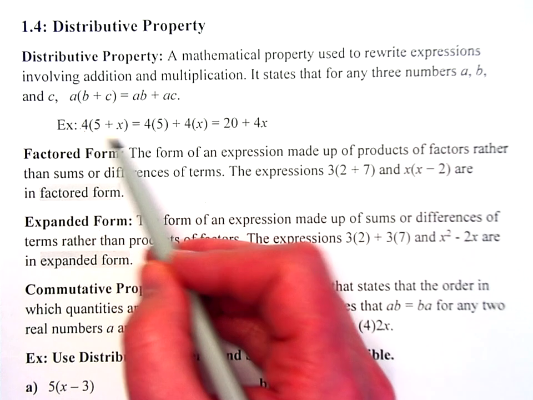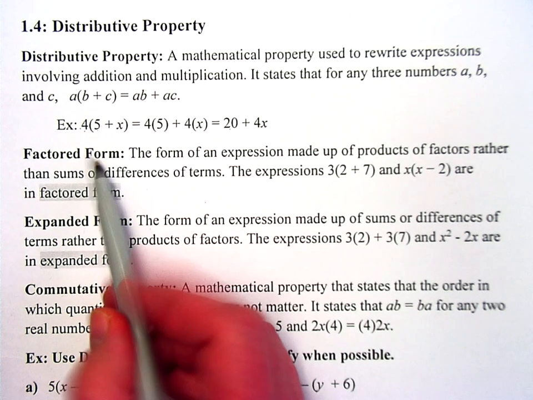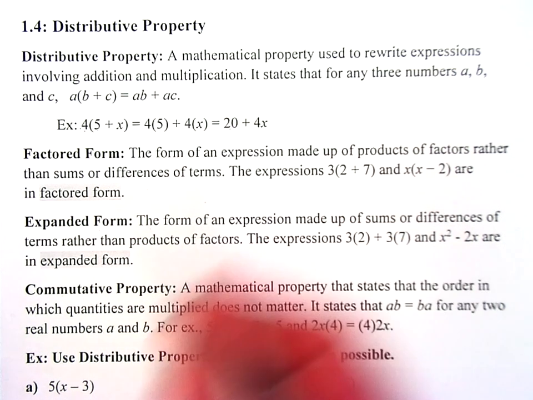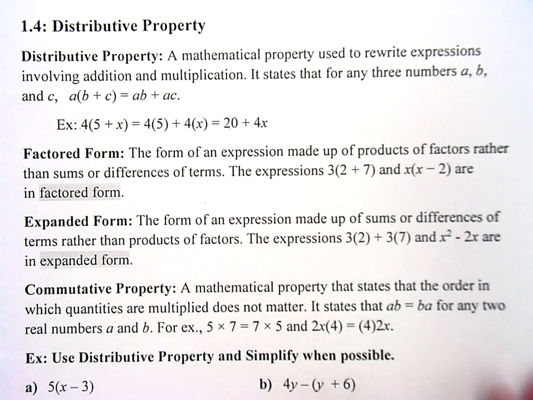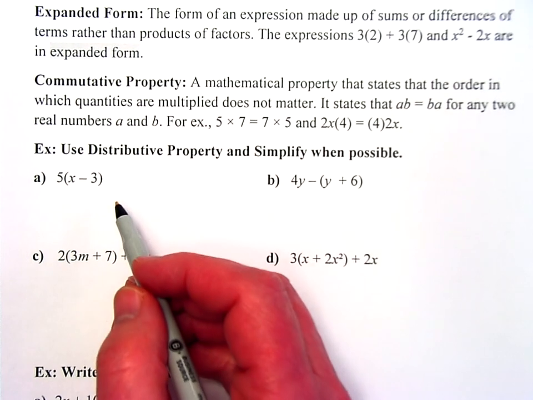So we simplified this expression by using distributive property. Now, this form here that has a parenthesis in it is called factored form, whereas this form here is called expanded form. Let's now try to simplify these expressions.